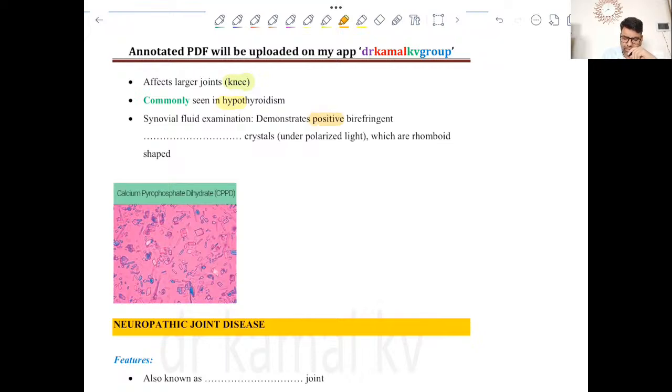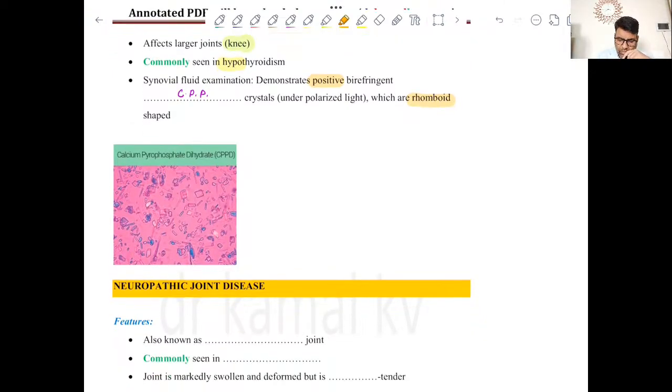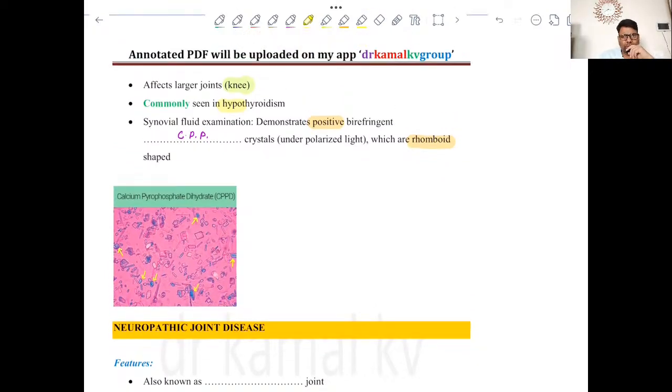positively birefringent rhomboid crystals. Right? So this is calcium pyrophosphate crystals which are rhomboid shaped. Okay, so if you look in the image, these blue color crystals are all calcium pyrophosphate. Rhomboid, or at times they can be of different shape. So these are three important differences between gout and pseudo gout.